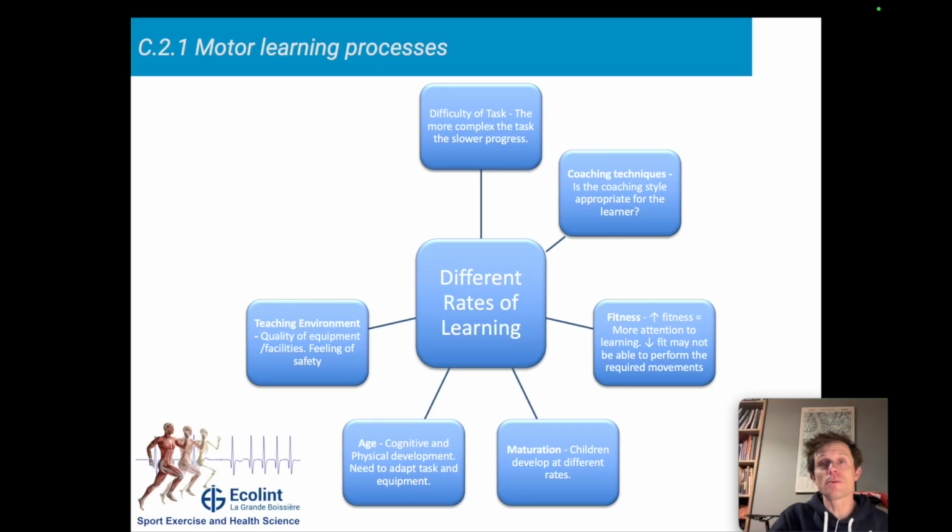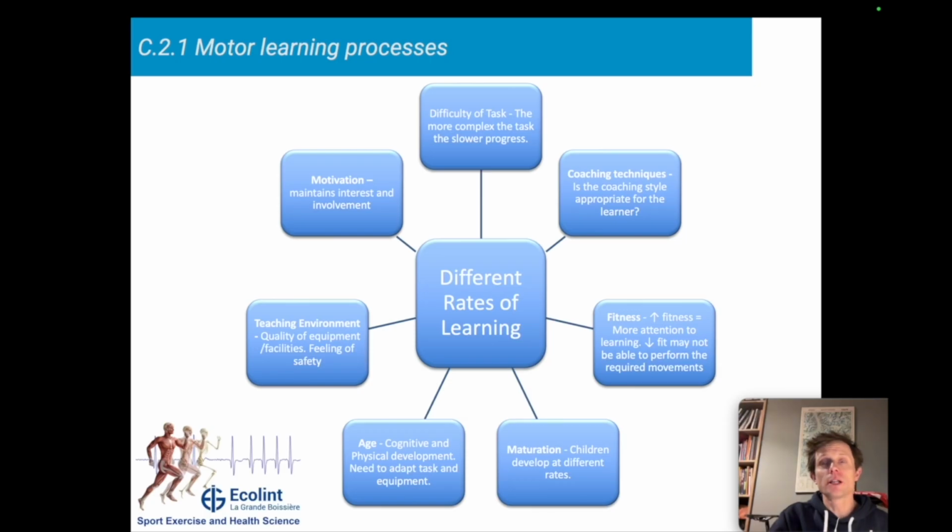The teaching environment is also really important. The quality of facilities has long been associated with increased rates of learning. If you've got high levels of facilities and good quality of equipment, this is going to increase the rate of learning. We can also think about the teaching environment in terms of the capacity to feel safe within that environment for the learner. If the learner feels safe in an environment, it means that they're happier to take risks, try things out, and get things wrong. This is all part of the learning process.